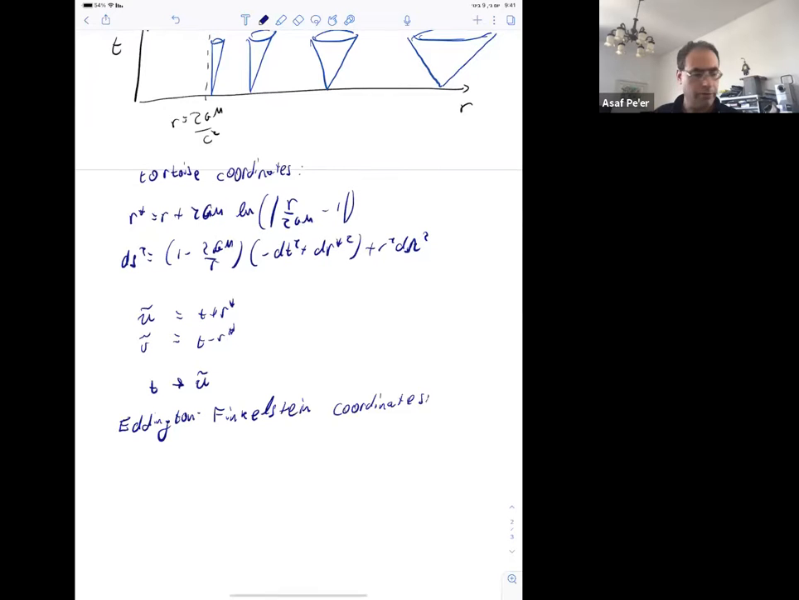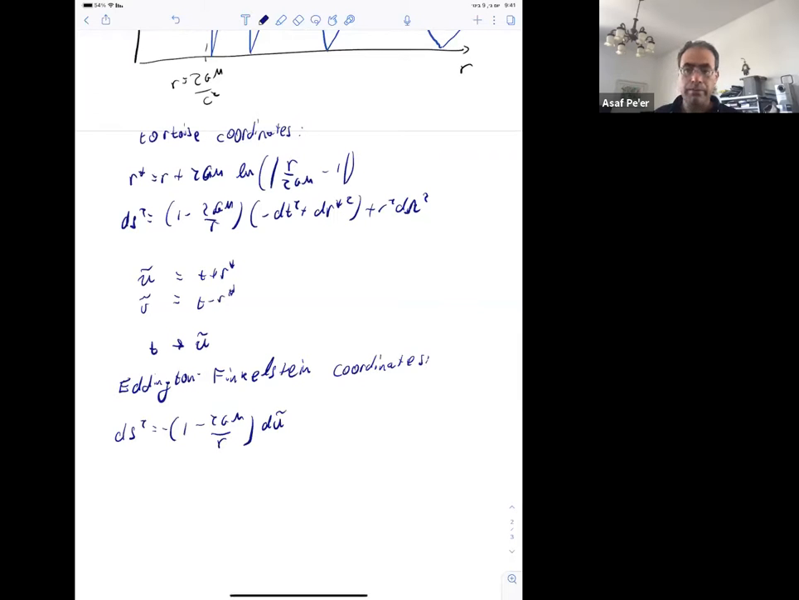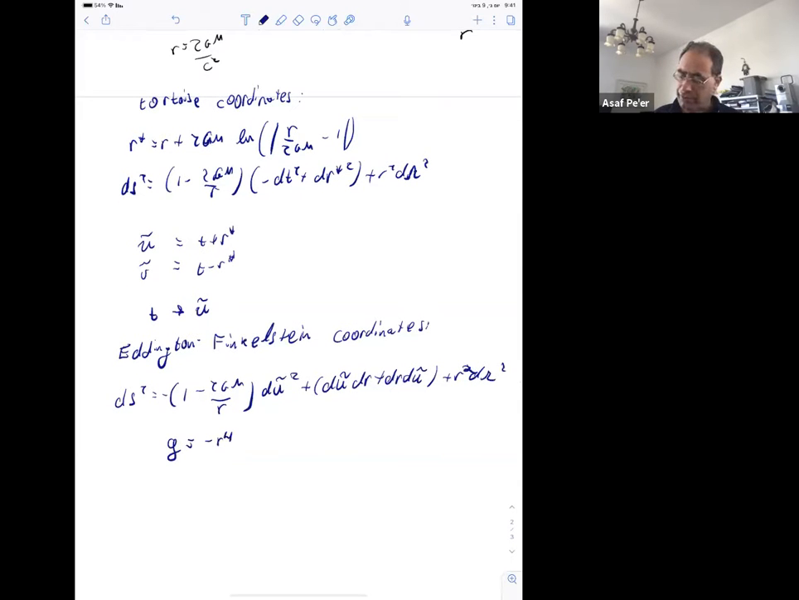So ds squared is minus (1 minus 2GM over r) du tilde squared plus du tilde dr plus dr du tilde plus r squared d omega squared. So we said there is no problem, right? The determinant of the metric g is just minus r to the 4 sine squared theta. And because of that, this enables us to extend the validity of these coordinates, not just to r equal to 2GM, but also to r equal to 0.